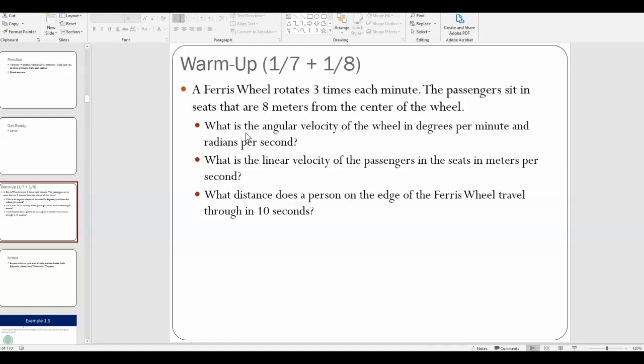So the question says a Ferris wheel rotates 3 times each minute. The passengers sit in seats that are 8 meters from the center of the wheel. And you're asked 3 different questions. What is the angular velocity of the wheel in degrees per minute and radians per second? What is the linear velocity of the passengers in the seats in meters per second? And then what distance does a person on the edge of the Ferris wheel travel through in 10 seconds? Okay, so see if you can answer those questions on your own.